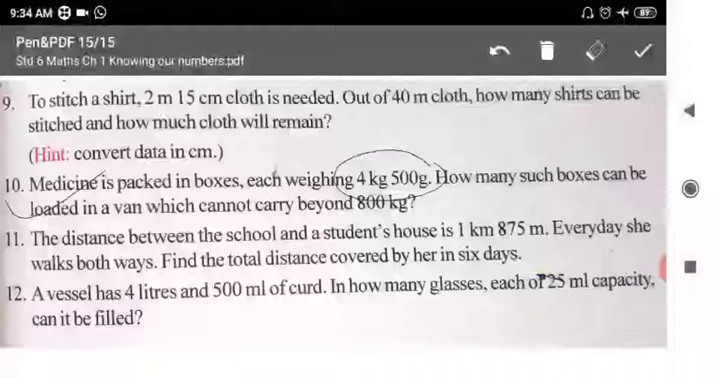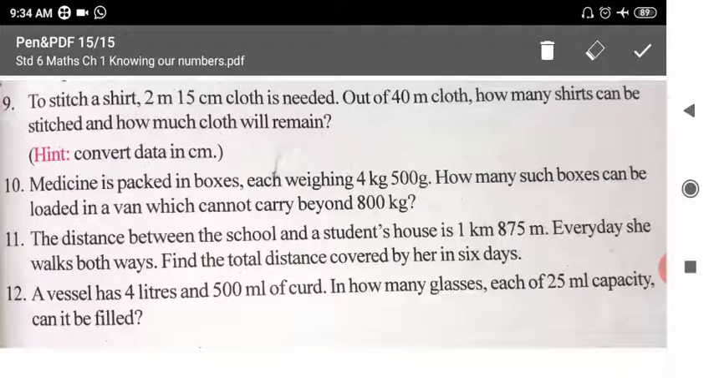Don't we have to just put in between 800 kg? So here also, first we have to convert. We all have learned that thousand gram makes 1 kilogram. So here also we have to convert, and then we have to divide to find the answer. The same way is happening in the 11th one also.